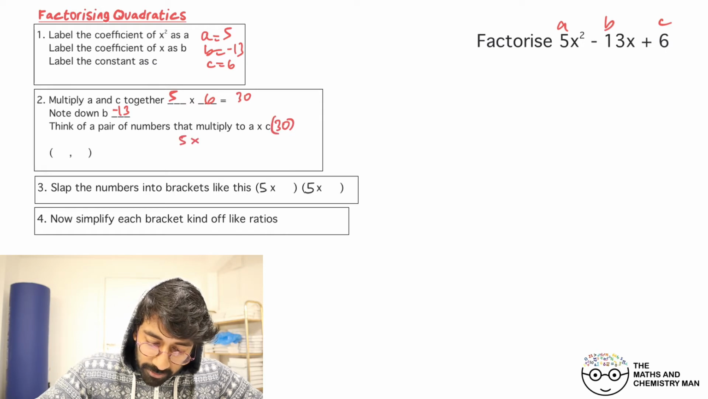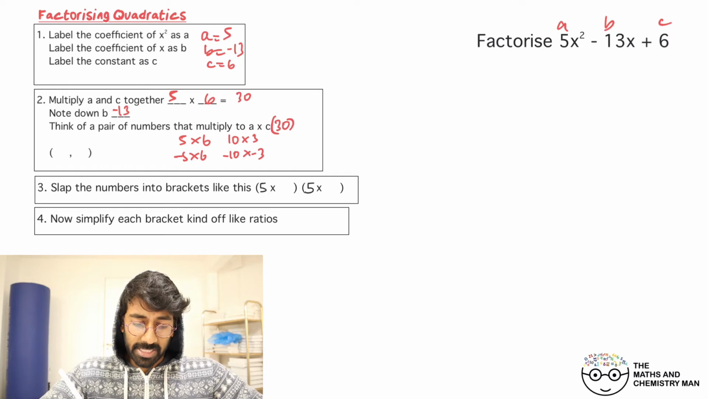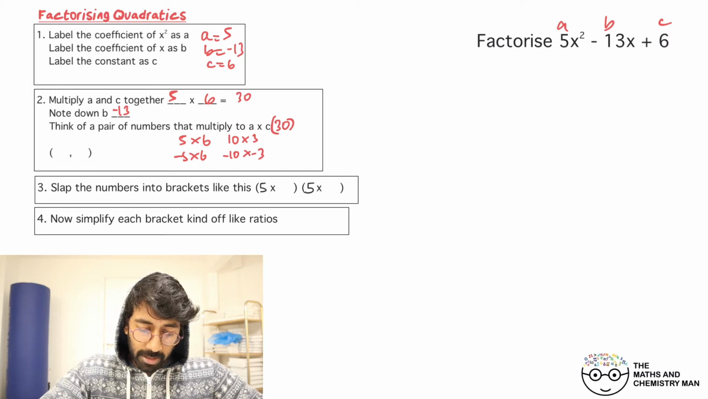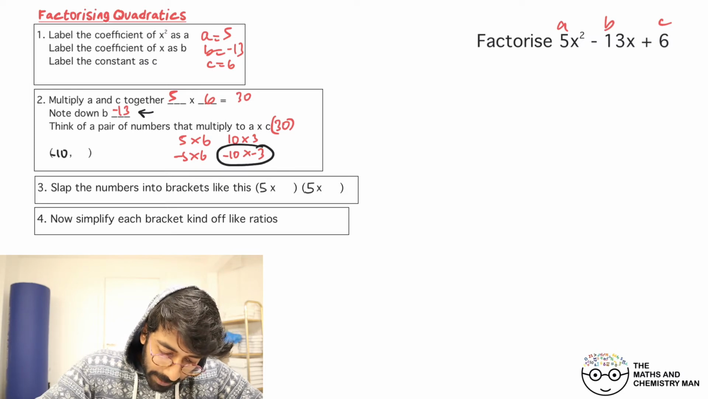Okay, so think of pairs of numbers this time that multiply to 30. So what have we got? We've got 5 times 6, minus 5 times minus 6. What else? We've got 10 times 3 and minus 10 times minus 3. And I think that's the one we need actually, because it needs to add up to minus 13, right? So let's just circle that. Minus 10 and minus 3, that's the numbers we're going with.